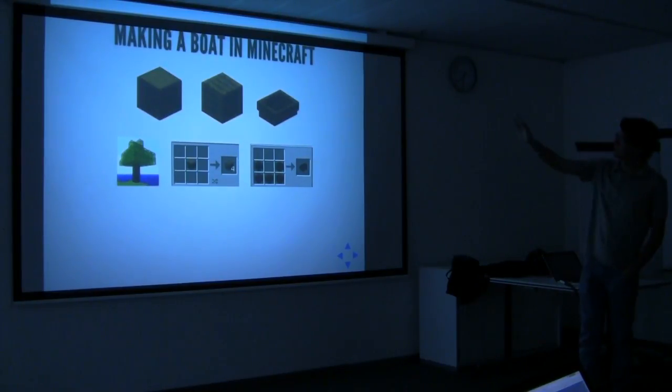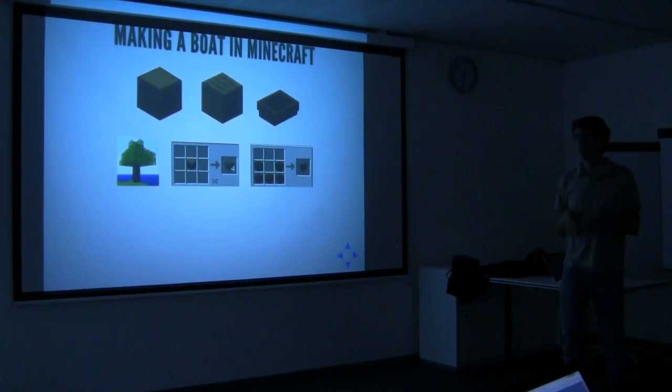The thing with this is that there are three different sequential operations. To get the boat, you first have to get the wooden planks. And to get the wooden planks, you first have to get the wood from the tree. So you can't just do this in parallel or something.